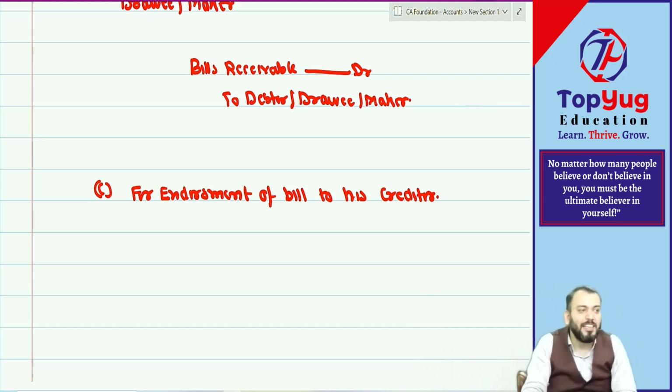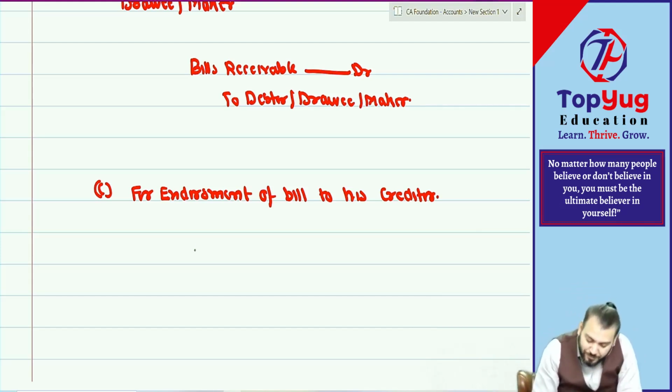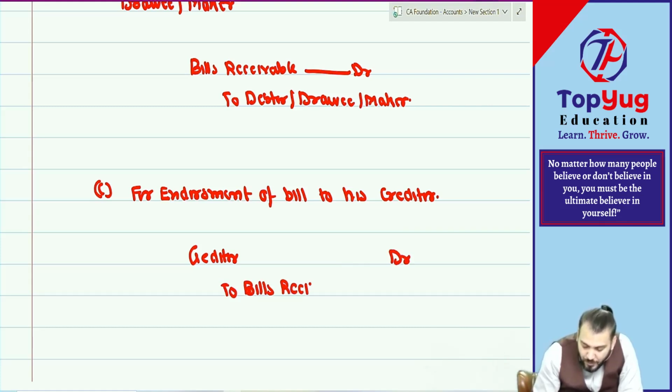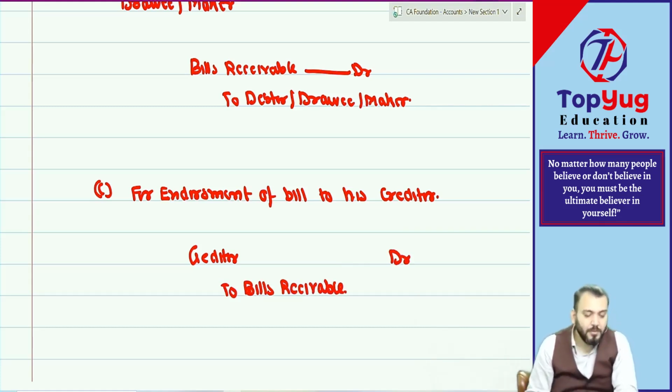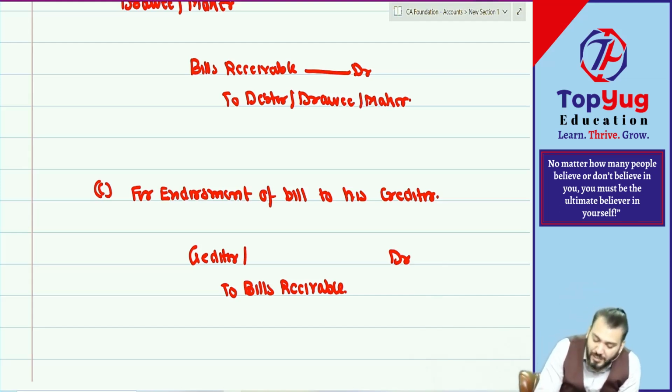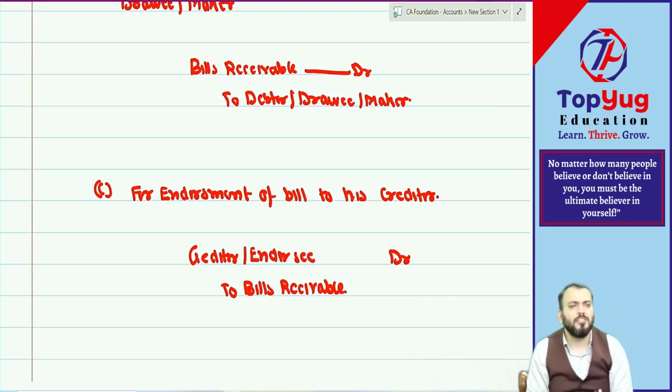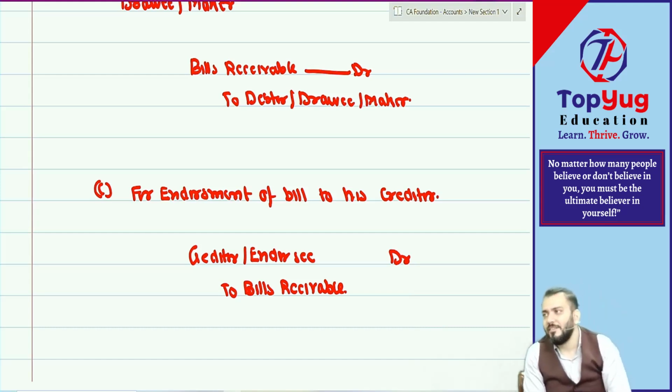A liability decrease will be debited or credited? Debited. And an asset decrease will be credited. So the liability means the creditor account. What is the journal entry? Creditor account debit to what? Bills Receivable. Have you understood this point? This creditor is also known as endorsee. In this chapter, creditor is known as endorsee. So we call it endorsee account debit to Bills Receivable, but he is nothing but the creditor only.